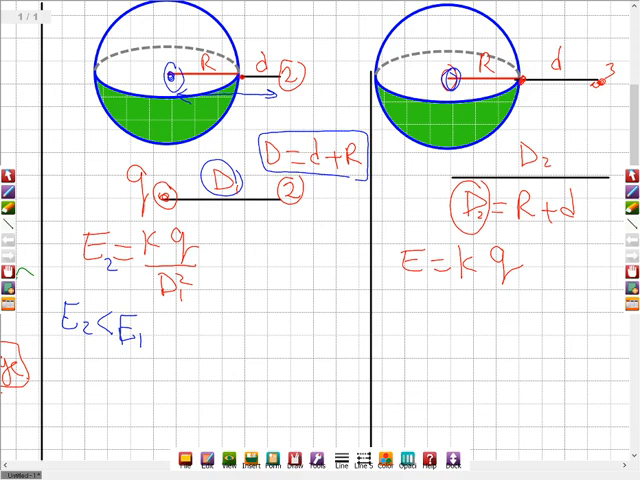Q is located at the center, because as I said, remember, for conductors, from the surface and outside, we consider the charge to be a point charge located at the center. That's what I did. Over D2 squared. In this case, we have E2 less than E1, and here E3 less than E2. Then the electric field decreases.